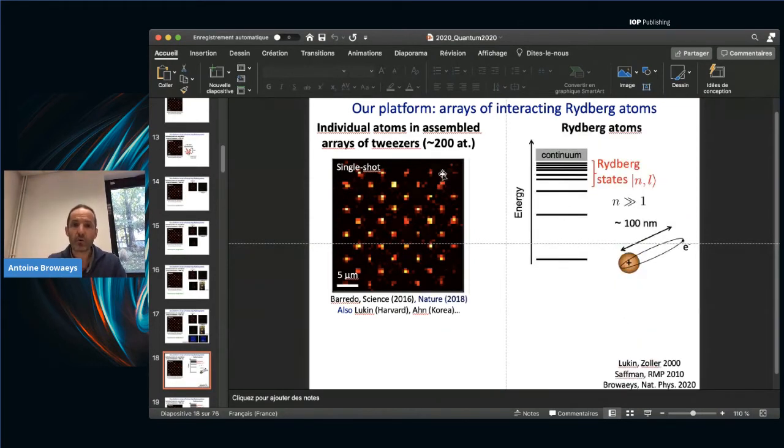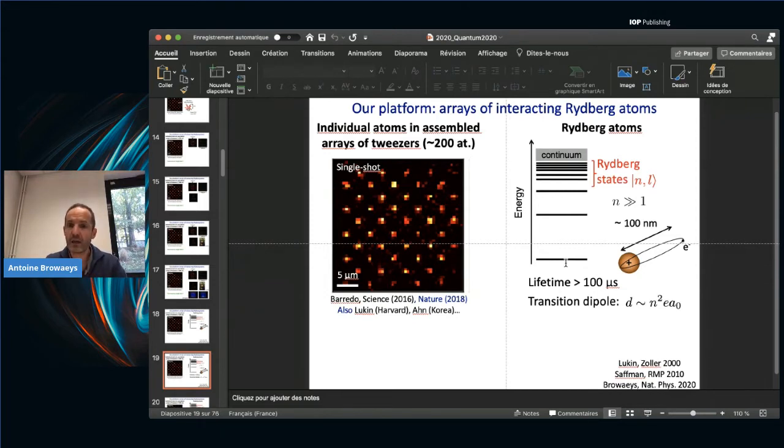The atoms in this array are separated by several micrometers, which means that naturally, if they are in their ground state, they do not interact. So in order to make them interact, we promote them to Rydberg states, which are highly excited states of atoms. When they are in those states, they have 2 important properties. First, their lifetime is extremely long with respect to low-lying transitions. For us, it will be infinite, despite the fact it's only 100 microseconds.